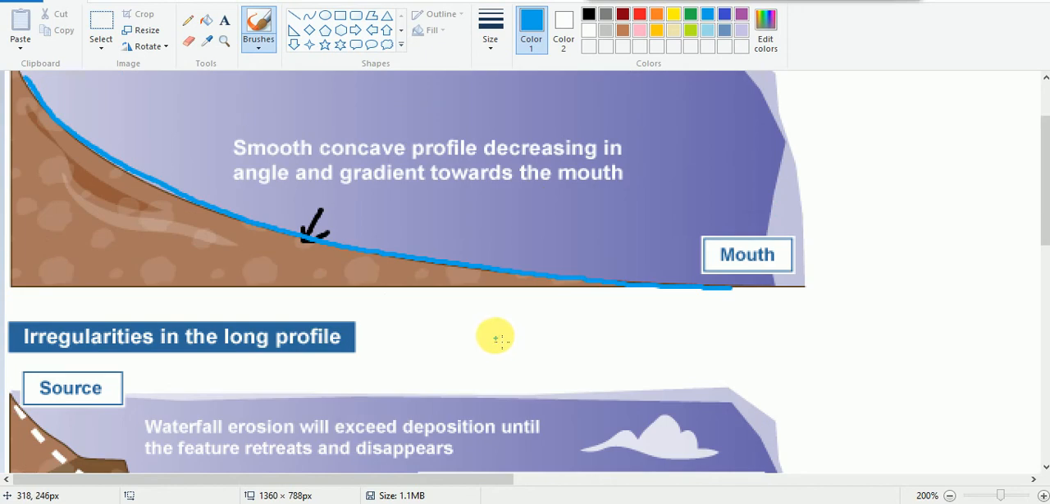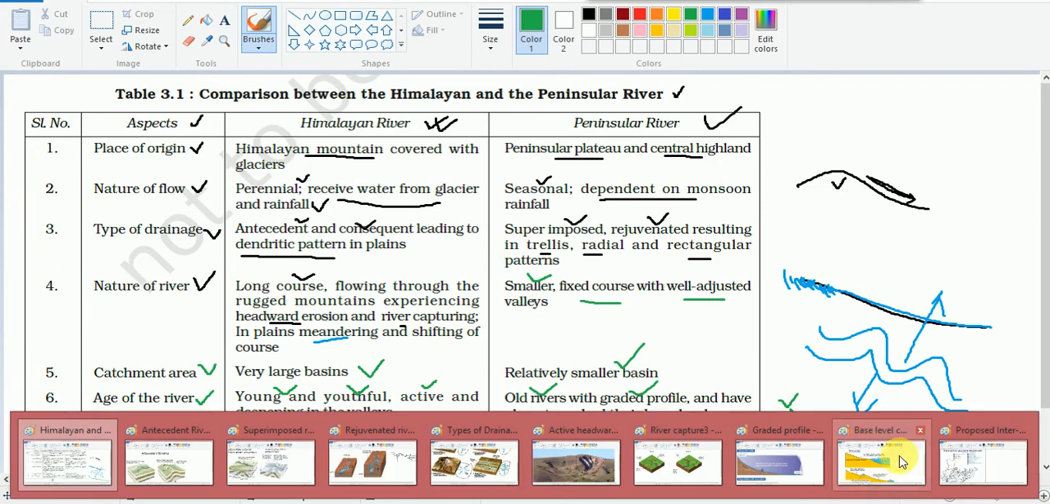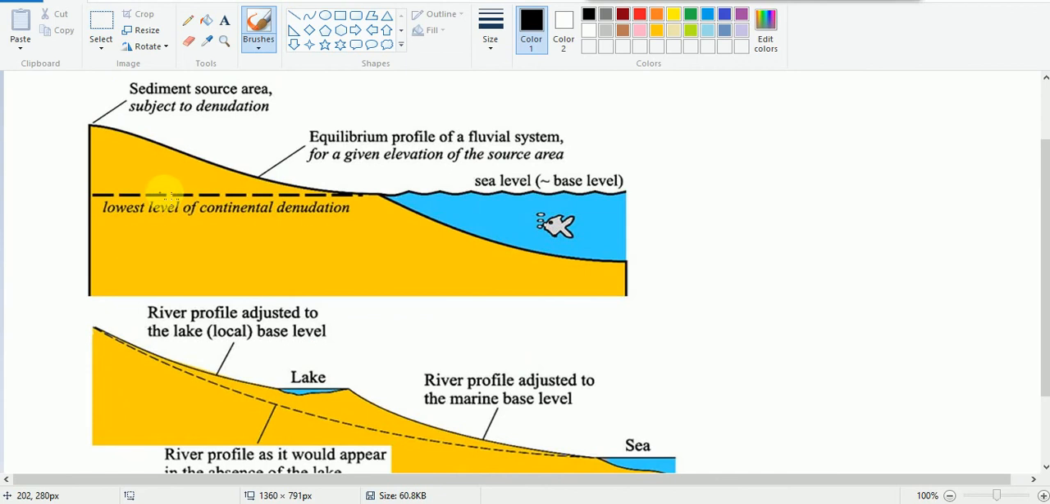About the base level, see here. As I told you, the sea level is the base level of erosion. This is the ultimate base level of erosion. Say if the river cuts up to here, then as I told you earlier, the river will become inactive. The river will not be able to erode the land when the level of the riverbed equals the sea level. This is what we call base level of erosion.